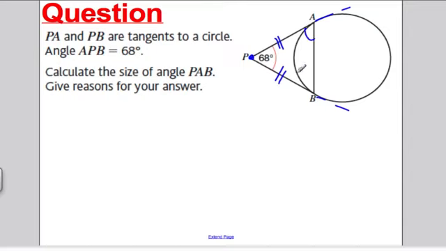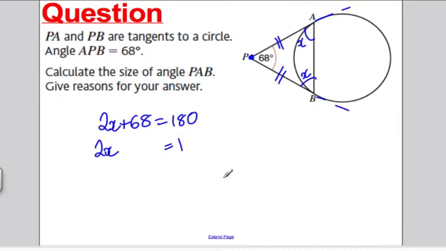Work out that angle. Well, you know that if this and this are the same length, then this angle and this angle are the same. So this must be X. This must be X. We're trying to find out that. So we know that 2x plus 68 must equal 180. And solving that, 2x must be 180 minus 68, which is 112. And so we know that x must be half that, which is equal to 56 degrees. And the angle PAB is therefore 56 degrees.